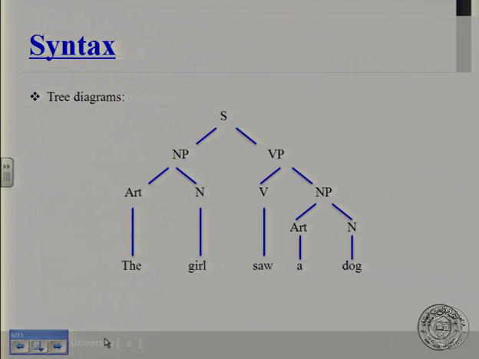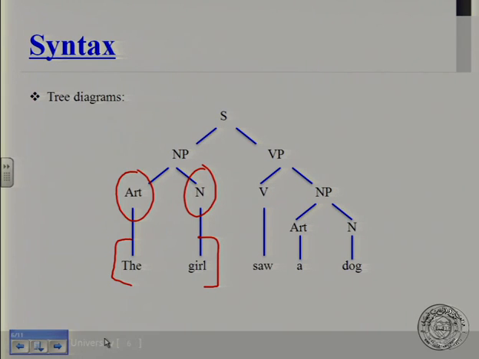Another example. Here we have a sentence, the girl saw a dog. Now the first part, the first constituent, the, is an article. The short form here is Art, article. The second one is a noun, that is girl, and these two together are called a noun phrase because it contains a noun, so it is a noun phrase.